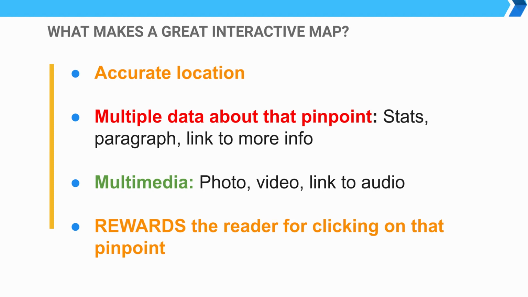What makes a good interactive map? It's different than a map you might look at in a book or a paper map that you may hold in your hands. You have to reward the reader for clicking on something in an interactive map. So you need an accurate location, so you need to have everything spelled right in your spreadsheet. Otherwise, the location won't show up.